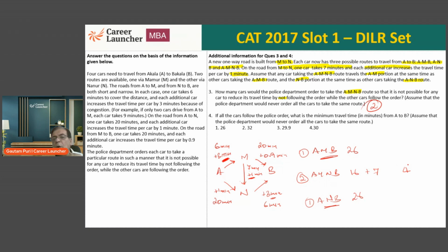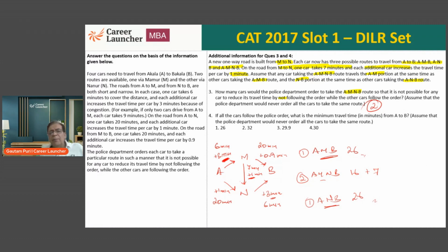Because the moment you do this 4, what does this mean? If there are 4 cars going in the AM and B route, 3 3s are 9 plus 6, 15. 15 minutes for AM. If there are 4 cars going through MN, it will be 7 plus 3, 10 minutes for MN. And if there are 4 cars going through NB, again it will be 15 minutes. It will be 40 minutes each car. Yeah, 26 minute wala rasta nahi lunga kya main phir. Okay, so chalo. So this is very clear to me that it can only be this one.